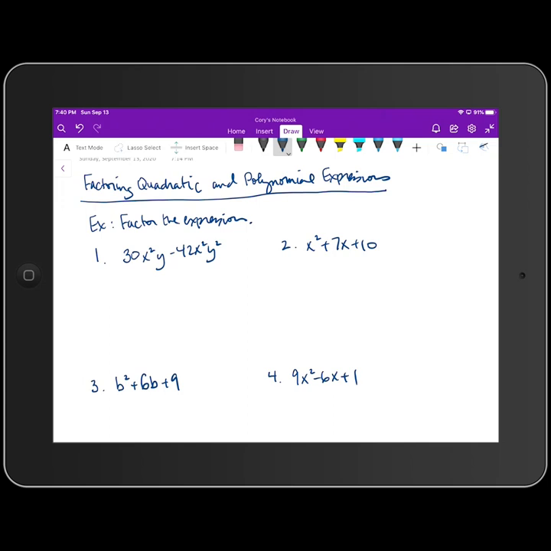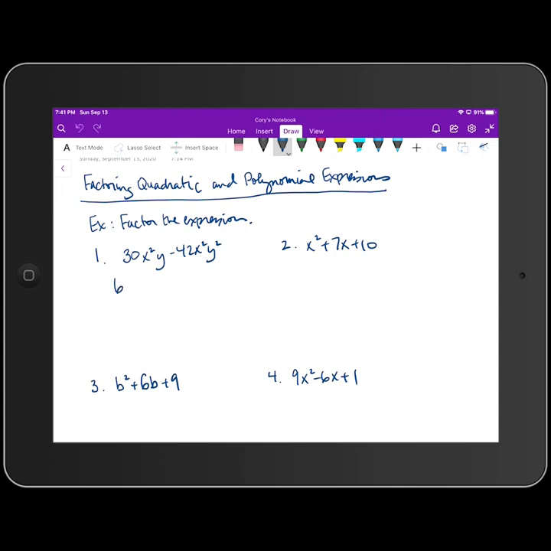Okay, so when we look at a polynomial like this, and when we're factoring anything for that matter, the first thing we always want to check for is, is there a common factor that we can factor out of all of the terms? When we look at 30x squared y and 42x squared y squared, there are three different types of factors that we have. The first type of factor is a numeric factor. When I look at 30 and 42, the greatest common factor of 30 and 42 is going to be 6. So I'm going to factor that numeric factor out.